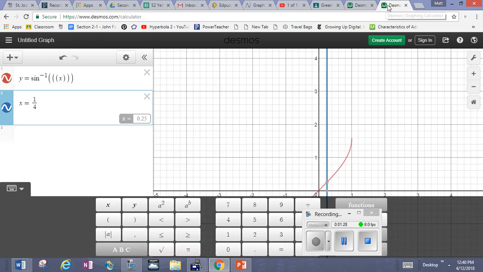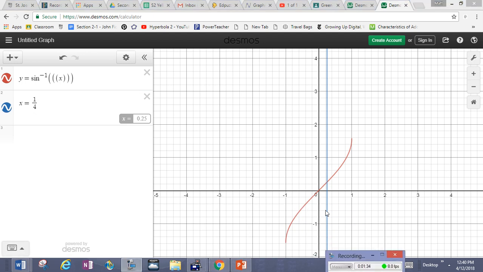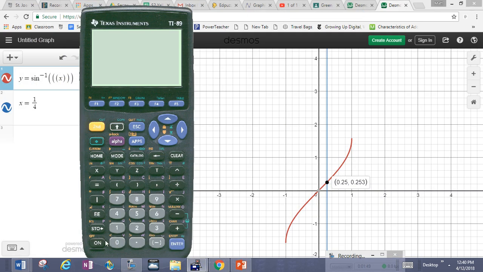Well, let's look at the inverse sine. Inverse sine is going to give us but one answer right there. There it is, that 0.253. It's only going to give us that one answer. We just say, well, why can't I just go to my calculator? Well, yes, we can.